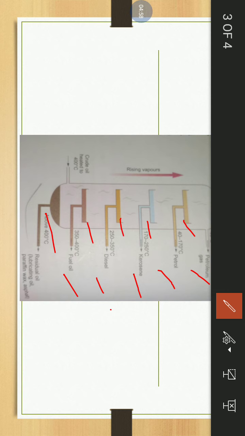At the bottom some residue is left. That residue is a mixture of different oils like lubricating oil, paraffin wax, asphalt, etc. So this way fractional distillation is done.